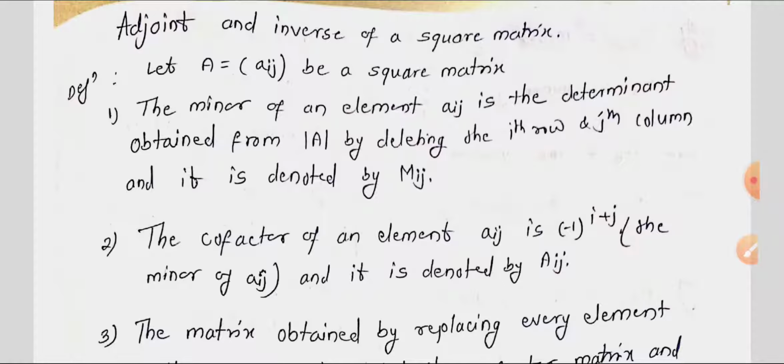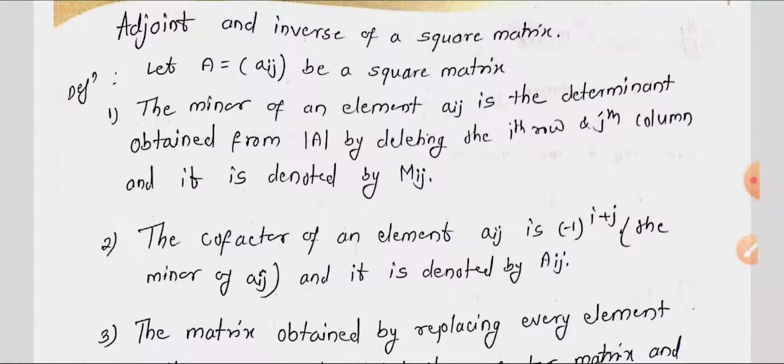So here we define the adjoint of a matrix. But before that, what are minors and cofactors? Suppose A equal to Aij is a square matrix, then the minor of an element Aij is the determinant obtained from the determinant of A by deleting the ith row and jth column, and it is denoted by capital Mij.